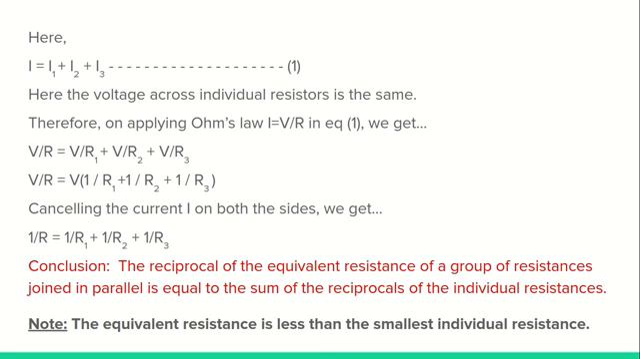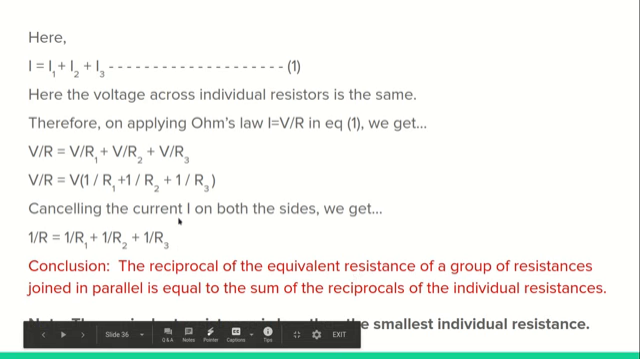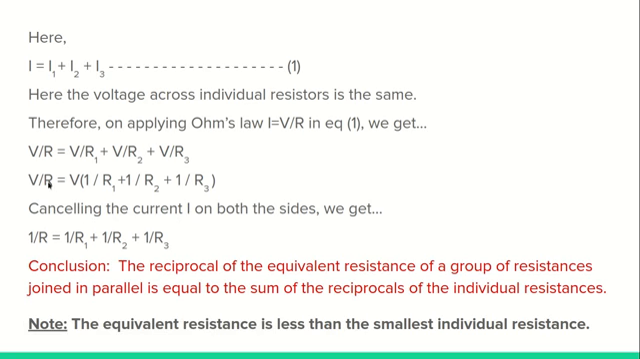Here there is a small correction: we have written here cancelling the current I. It is actually cancelling the potential difference V, because V is common on both sides. We cancel V and then move on, saying 1/R = 1/R1 + 1/R2 + 1/R3. So this becomes our final equation, which gives the equivalent resistance of resistors connected in parallel.